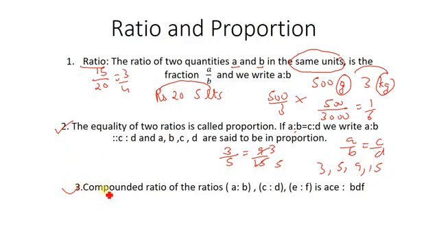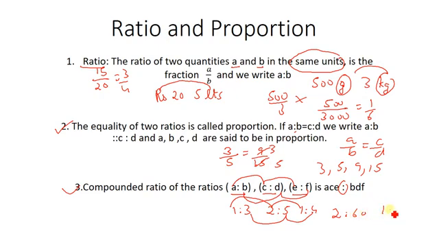Now next is compounded ratio. Now what is compounded ratio of the ratios A is to B, C is to D, E is to F? It is A into C into E is to B into D into F. Okay. So if my ratio is 1 is to 3, 2 is to 5 and 1 is to 4, then compound ratio of these given ratios will be 1 into 2 into 1, that is 2, and 3 into 5 into 4, that is 5 4s are 20, 2 3s are 60, that will be 1 by 30. So compound ratio of these three given ratios will be 1 by 30.